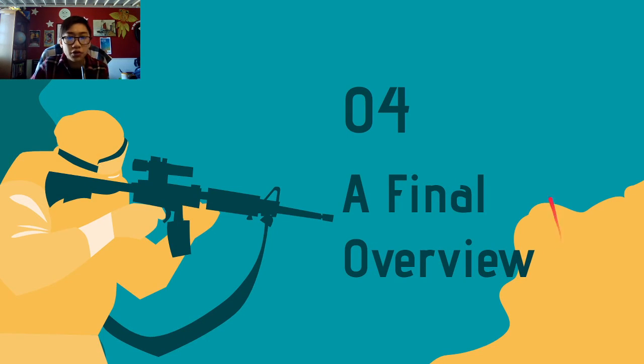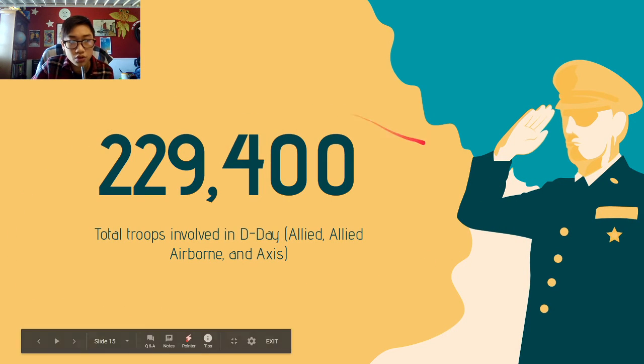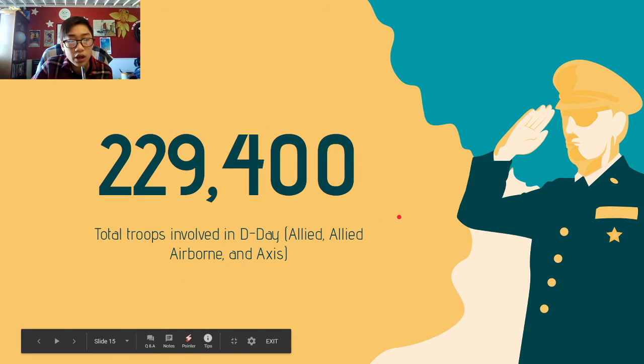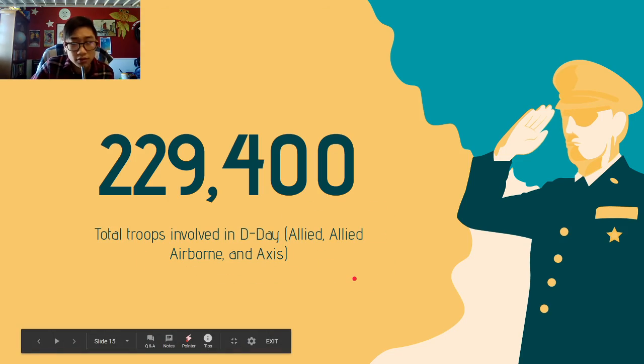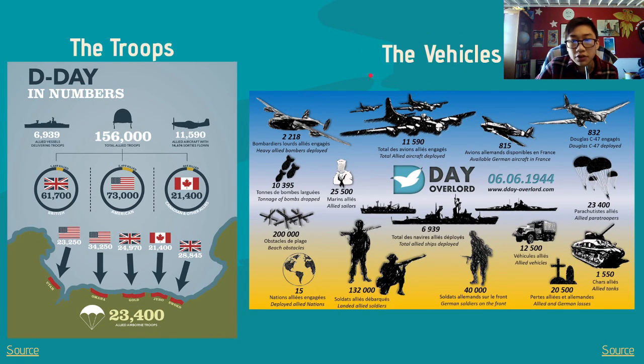And a final overview of what we just went over. So overall, there were 229,400 troops total involved in D-Day. This includes the Allied Airborne, and Axis powers. Here is a number for the different vehicles that were involved. As you can see, we have our heavily Allied bombers, total Allied aircraft, available German aircraft that were allowed, only 815 currently in France, and these numbers alone are just completely triple the amount.